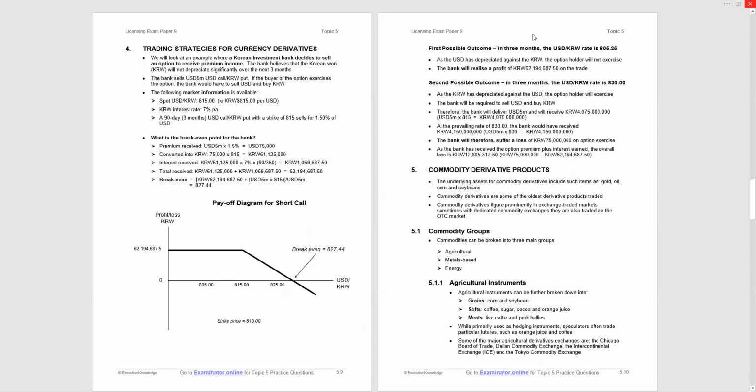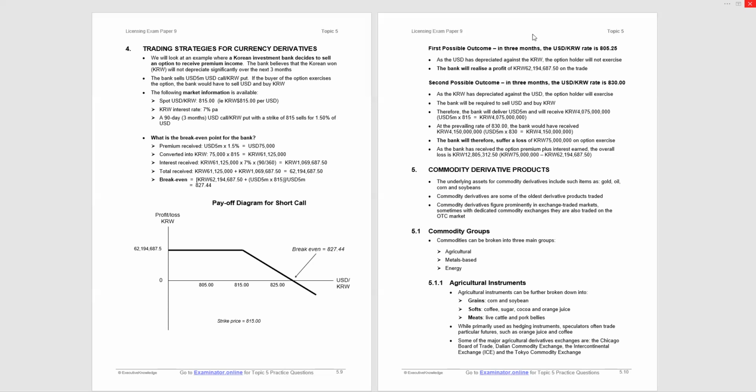We move on to section 4, trading strategies for currency derivatives. Now, this is where you're not looking at an underlying asset, an underlying currency. You're using currency derivative markets to make a profit. So we'll look at an example where a Korean investment bank decides to sell an option to receive premium income. So speculators will be selling options to try and make money.